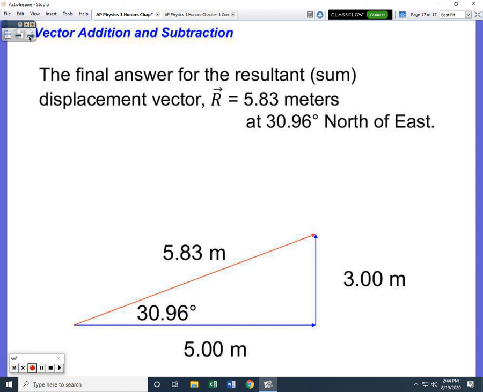So the final result is a vector that has a magnitude and a direction, where I would say it's 5.83 meters at 30.96 degrees north of east. And this gives me my full combination of these two vectors. And that's one of the things that we want to be able to do as we get into describing motion.